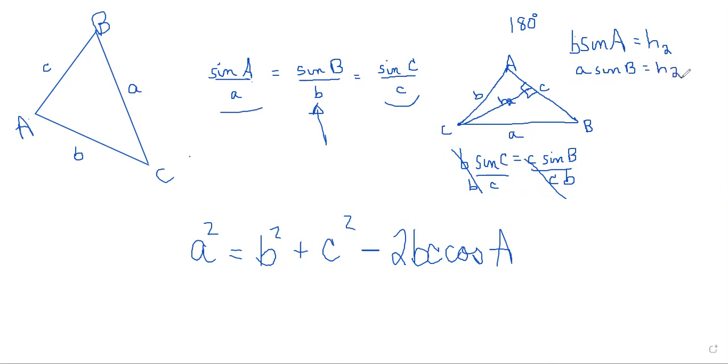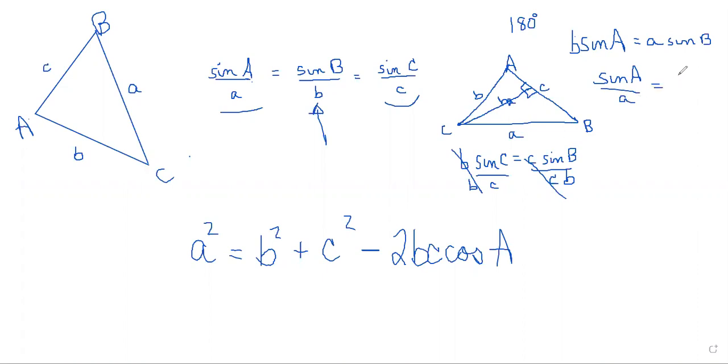Now we'll do exactly what we did before. We're going to move this to this side because they're both equal to H2, which means they're equal to each other. That's the transitive property. Aha! Now we can divide both sides by a and then divide both sides by b and end up with the other piece of our puzzle.